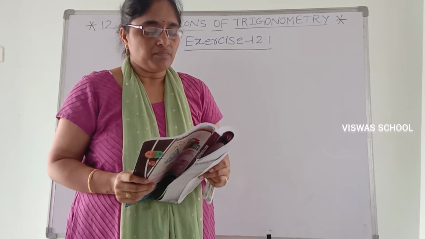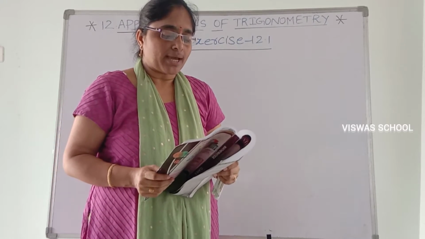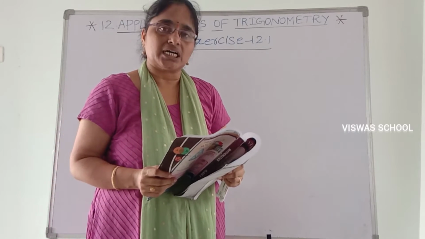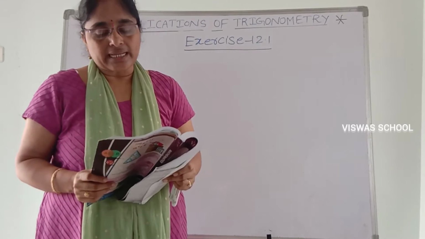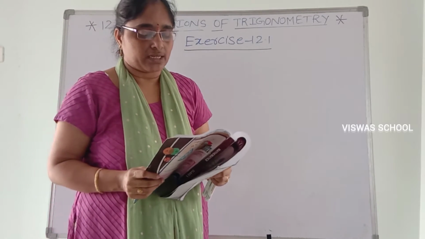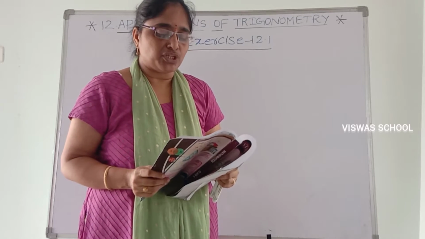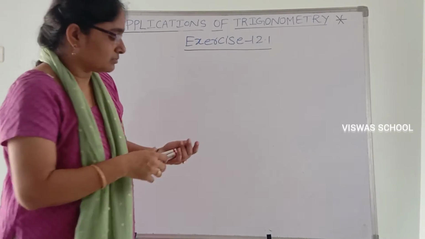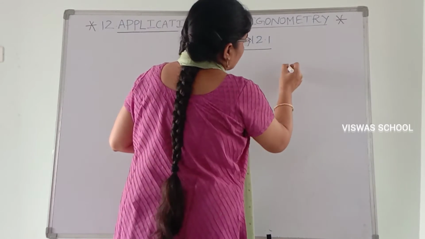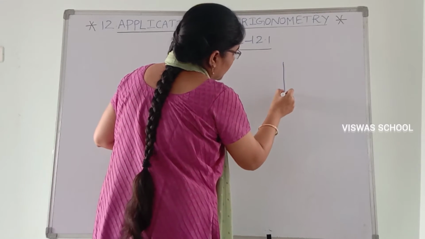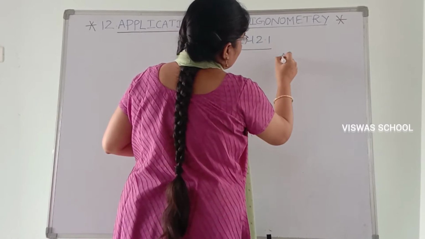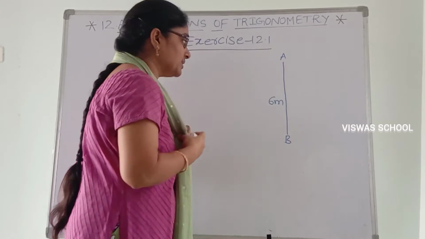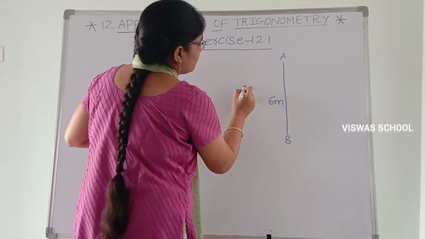Next, the sixth problem. I'll read it out first. Suppose you are shooting an arrow from the top of a building at a height of 6 meters to a target on the ground at an angle of depression of 60 degrees. What is the distance between you and the object? Here it is a building. AB is a building and this height is 6 meters.